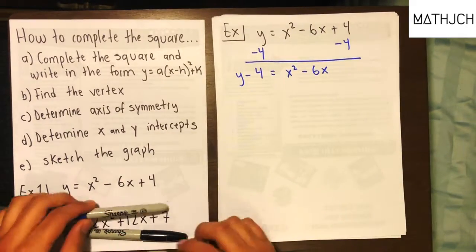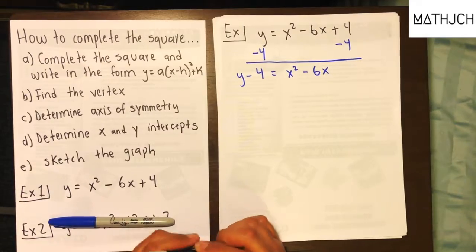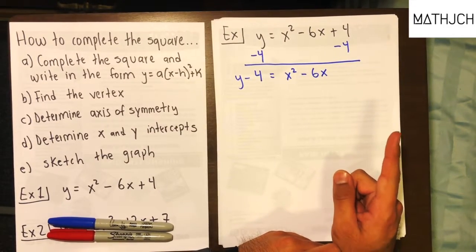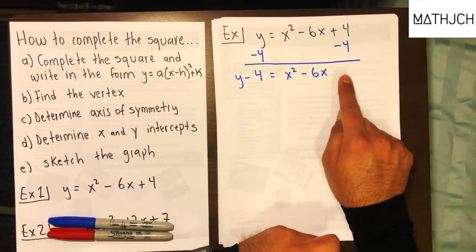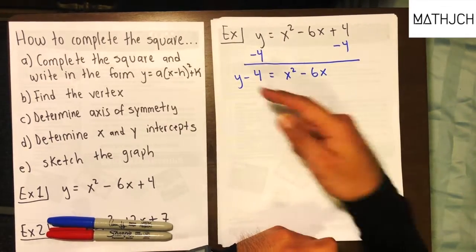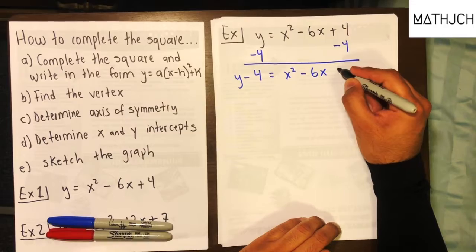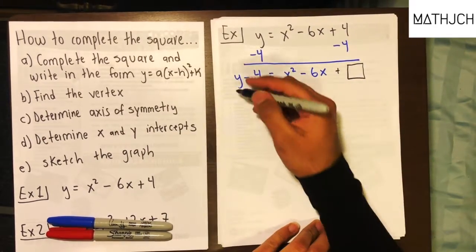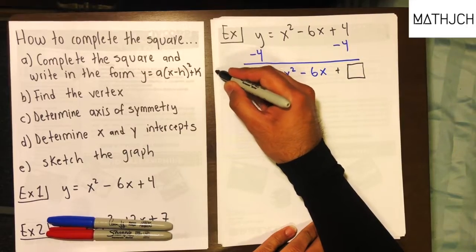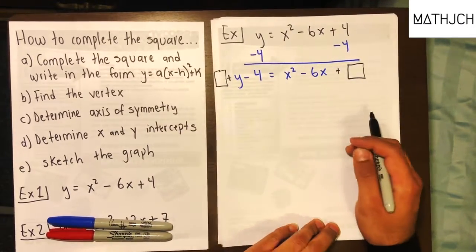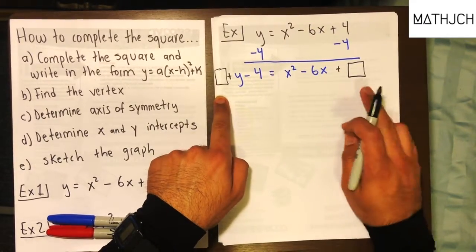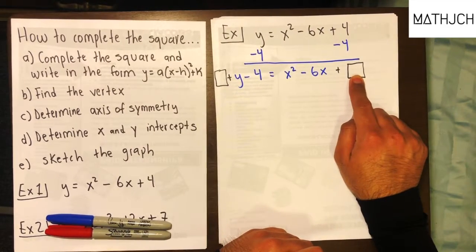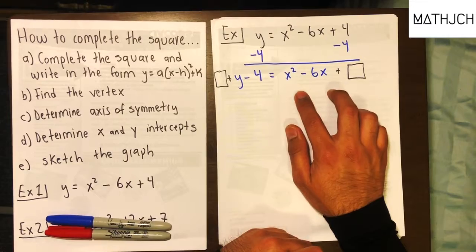Now, why is it called completing the square? Because we are going to add some numbers to the right side and also to the left side. It has to be the same number, okay? So one number is going to go here in order to complete the square.